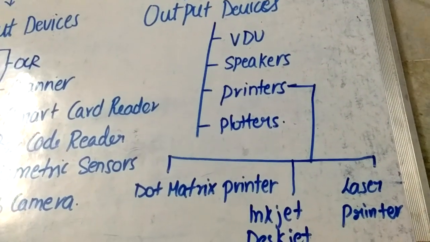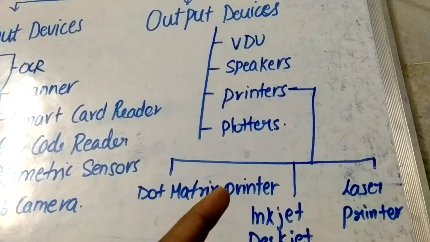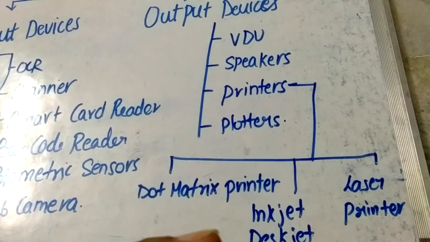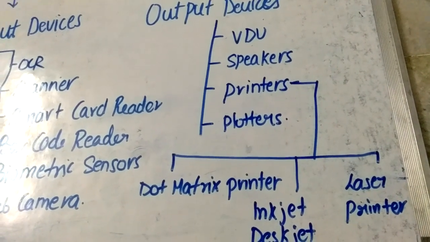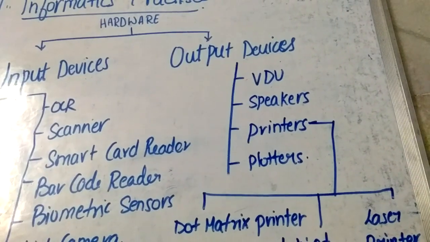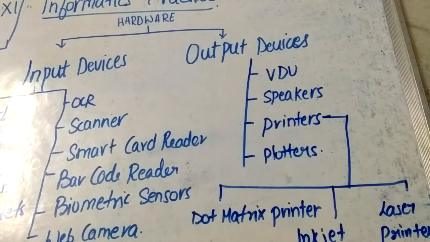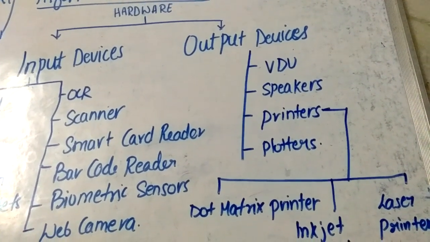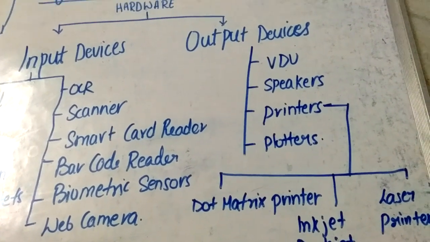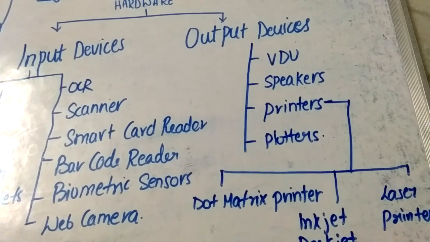This CPU can be divided into three sections: the control unit, the arithmetic logic unit, that is the ALU, where all kinds of arithmetic and maths calculations are carried out, and the primary memory unit. This primary memory unit, which is the third part of the CPU, can again be divided into two types, that is RAM and ROM. RAM is random access memory, and ROM is read-only memory.